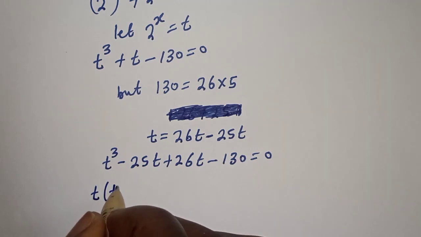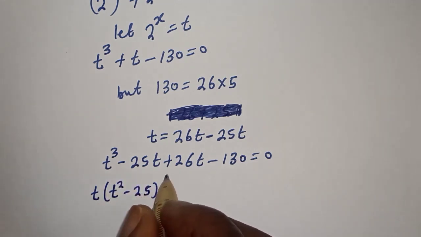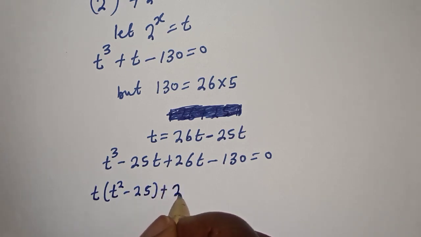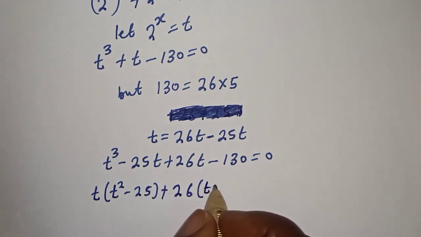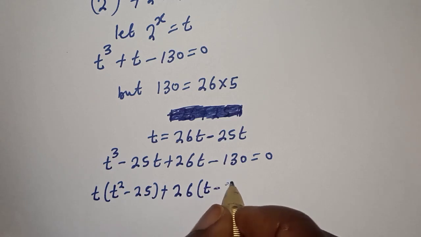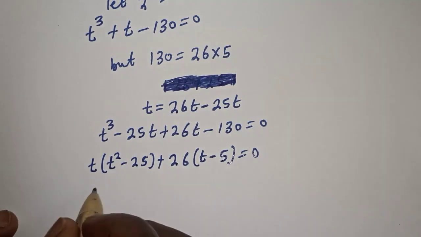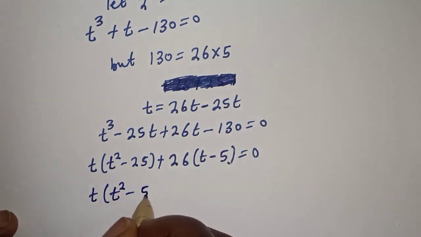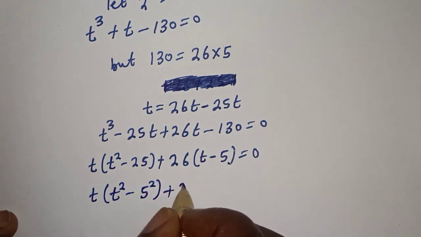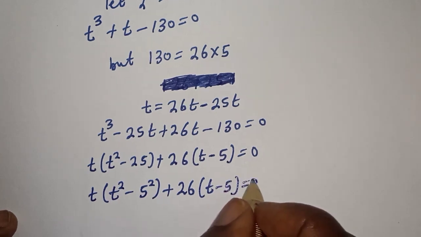t bracket t squared minus 25 plus 26 bracket t minus 5 is equal to 0. Then this is t bracket t squared minus 5 squared plus 26 bracket t minus 5 is equal to 0.